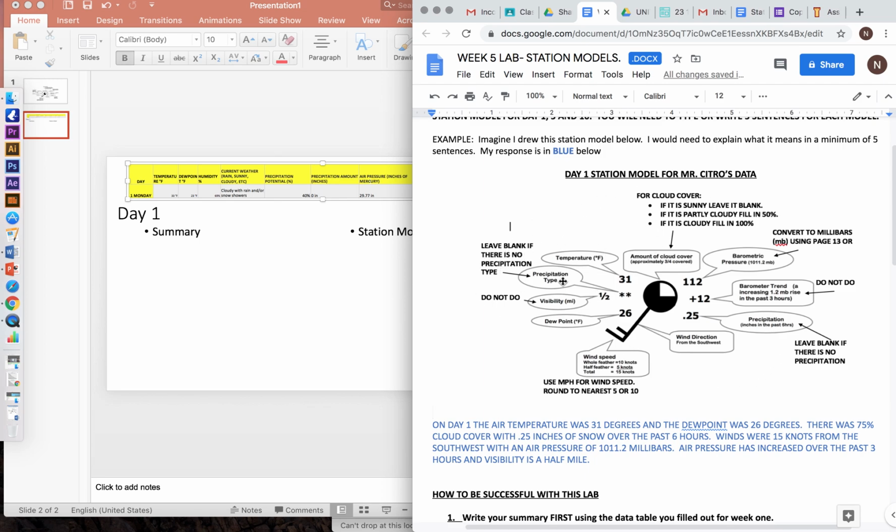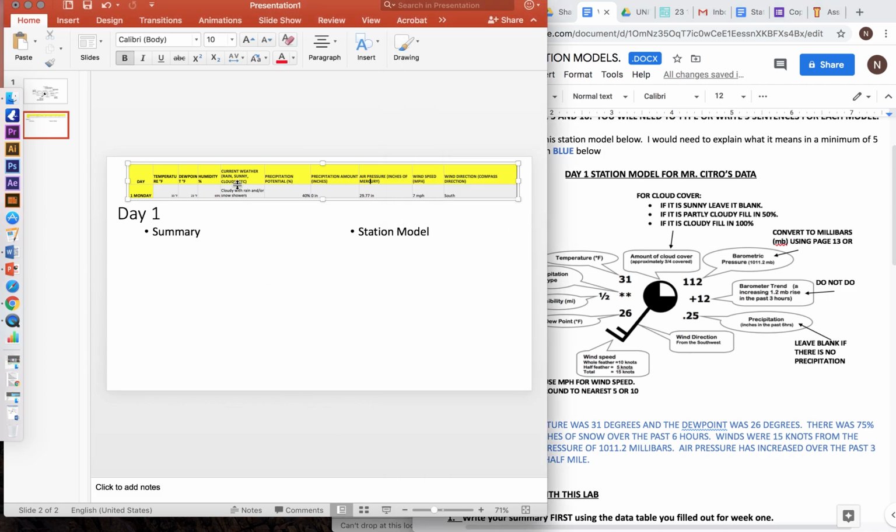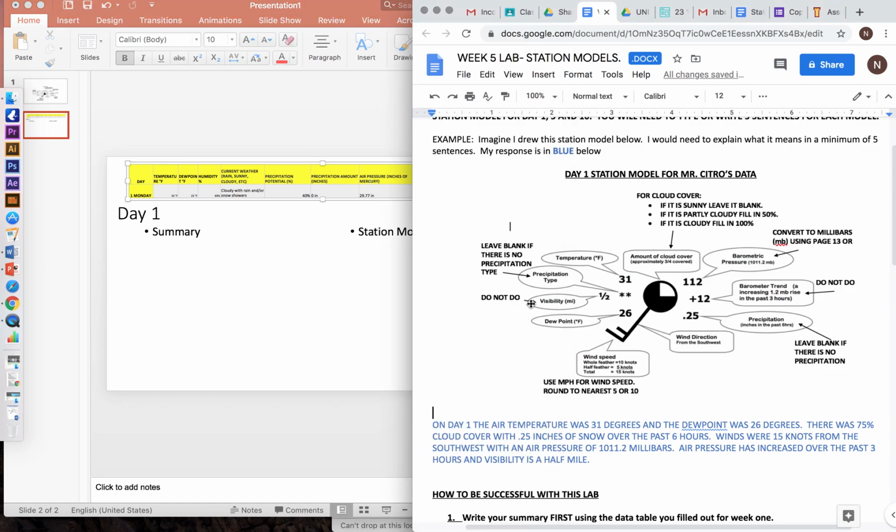First of all, precipitation type. If there was no precipitation, meaning that did not snow or rain, then we're not going to put anything here. All right. For example, the student I have, it says current weather, cloudy with rain and or snow showers. So I'm going to pick one of those. I'm going to pick snow showers, and I'll put that symbol in. Visibility, we did not write that down. You're not going to do visibility, so you're just going to leave that blank.